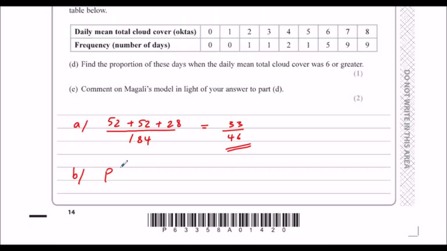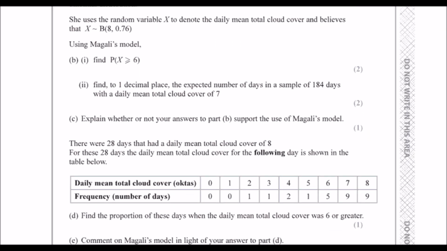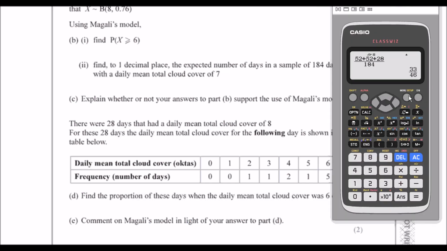So the probability that it's greater or equal to 6 is going to be 1 minus the probability that x is less than or equal to 5. So if we work out everything up to 5 and do 1 minus that, that'd be everything 6 or above. So let's use our calculator. So we've got a binomial cumulative distribution. So we are going for our distributions again.